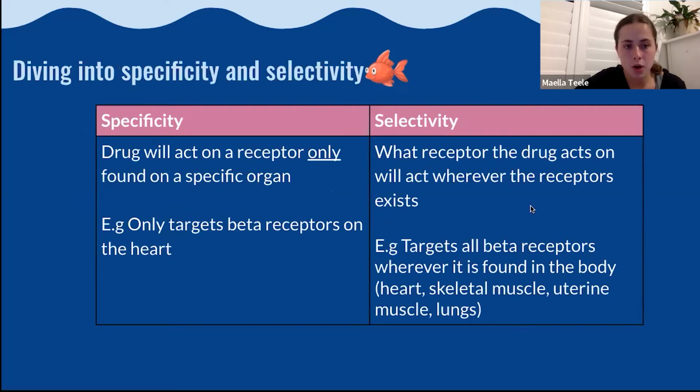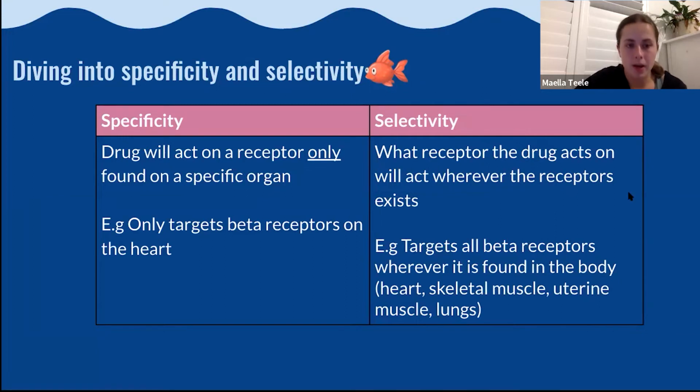Next up, diving quickly into specificity and selectivity. Specificity is that a drug will act on a receptor only found on a specific organ. For example, a drug might only target the beta receptors on the heart, and that's it. It won't target the beta receptors anywhere else, just on the heart. And selectivity is what I was explaining before: wherever that receptor is, that's where the drug will act. For example, beta receptors this time, not just on the heart, but wherever they're found in the body. These are important terms to know. Specificity is only on a specific organ, and selectivity is just wherever the receptor is.